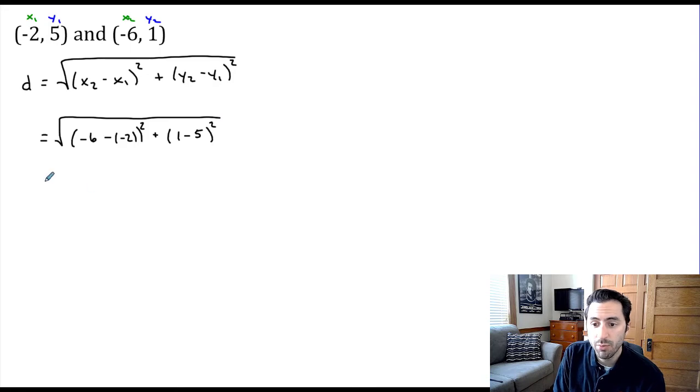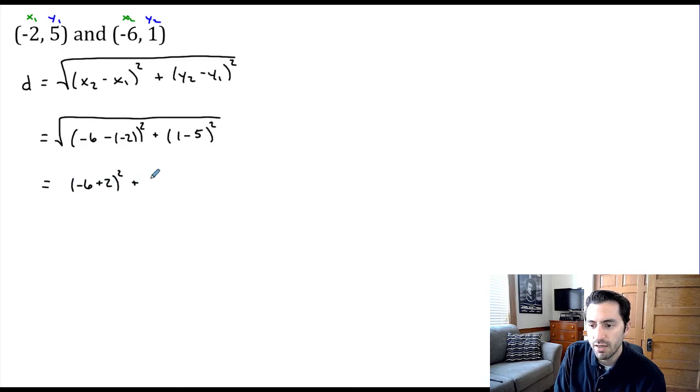So now that we have everything plugged in, we're just going to use our order of operations to evaluate this. We do have to work our way from the inside out. So let's simplify inside the parentheses first. Then we'll square the numbers. Then we'll add them together. And then the very last thing we're going to do is take the square root. So minus and negative, that's going to turn into plus. So we end up with -6 plus 2.